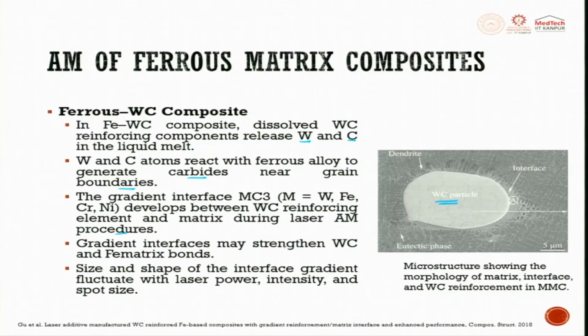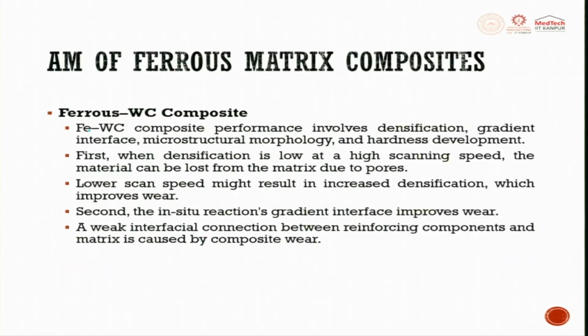The gradient interface may strengthen the tungsten carbide and Fe matrix bond. The size and shape of the interface gradient fluctuate with laser power, intensity and spot size. So, this is a very interesting phenomenon, and here you can see it tries to form a gradient interface. Iron tungsten carbide composite performance involves densification, gradient interface, microstructural morphology and hardness development. All these things are possible by using this Fe tungsten carbide.